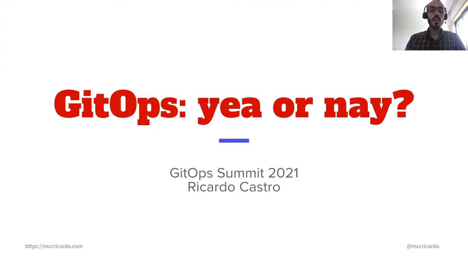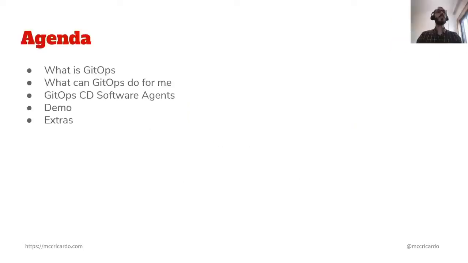Today we're going to talk a little bit about GitOps. So if you don't know anything about GitOps and you want a gentle introduction to the topic, you've come to the right place. What will we be covering today is GitOps in general. We'll see a little bit about what GitOps is and what GitOps can do for us. We'll focus a little bit on GitOps in the realm of continuous delivery software agents in the Kubernetes world. We will then see a small demo of a GitOps software agent, and we will end with a few extras about GitOps and some commonly asked questions.